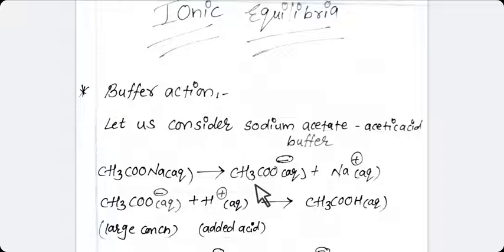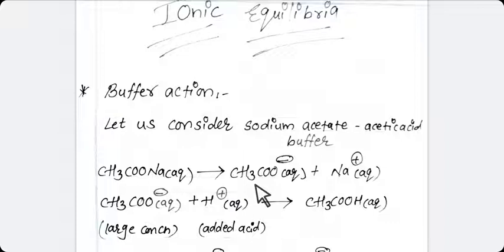Since acetic acid is a weak acid, as you all are familiar with, and already you know that acetic acid is a weak acid, the concentration of undissociated acetic acid molecule is usually high. Means acetic acid is not completely dissociated in water because it is a weak acid.